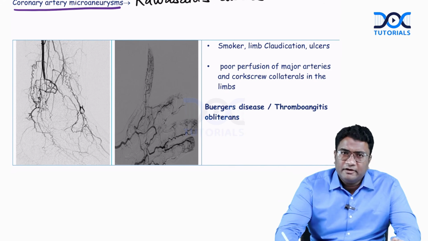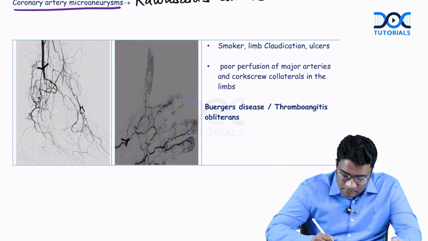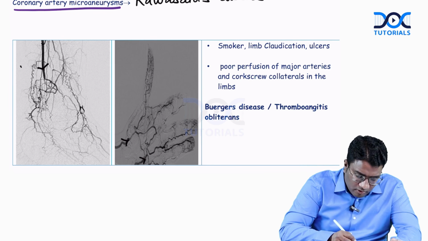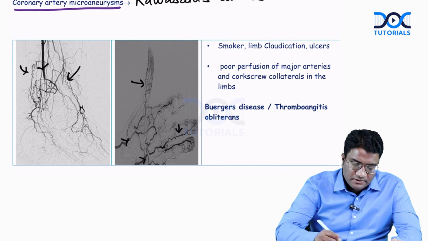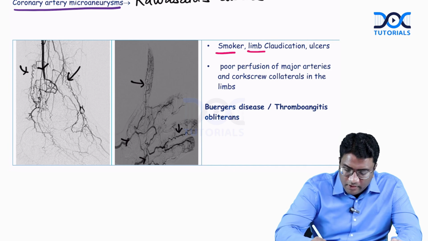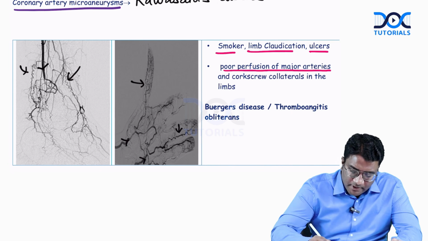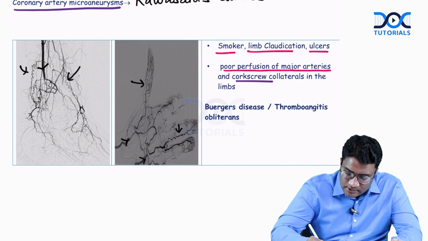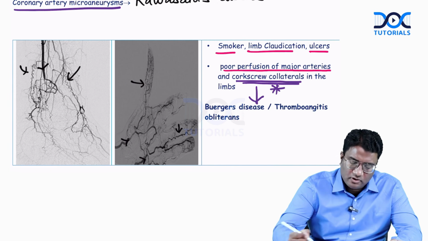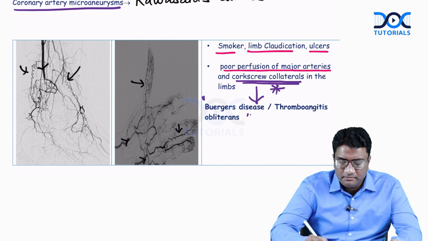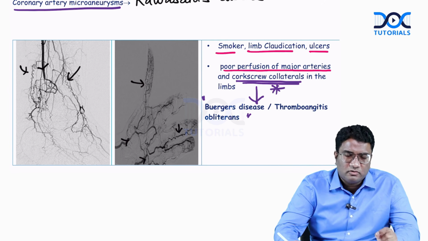right? And if you see, there is a poor perfusion of the major vessels of the limbs and multiple corkscrew collaterals on angiography. You are seeing this corkscrew vessels on angiography. This is a smoker with limb claudication, ulcers on the limbs. There is poor perfusion of the major arteries and multiple corkscrew collaterals. This word is important. Corkscrew collaterals on angiography. This is suggestive of Buerger's disease or thromboangiitis obliterans. Please remember, Buerger's disease or thromboangiitis obliterans will have corkscrew collaterals on angiography.